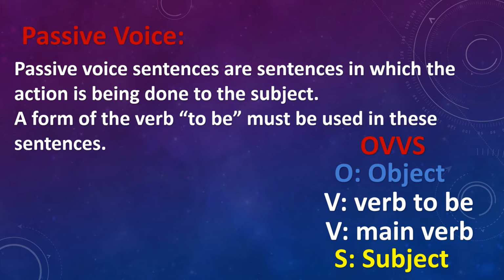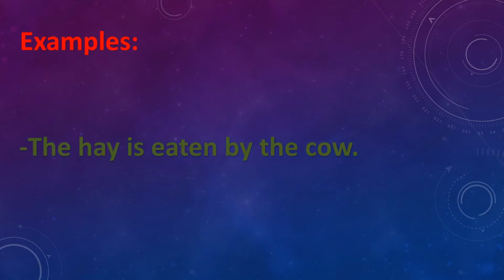O for the object and V, verb to be. We start with verb to be, then comes the main verb, and the last thing is the subject. Okay, but the active voice is marked by SVO, but passive OVVS. Please keep this in your mind. Now let's see the example.